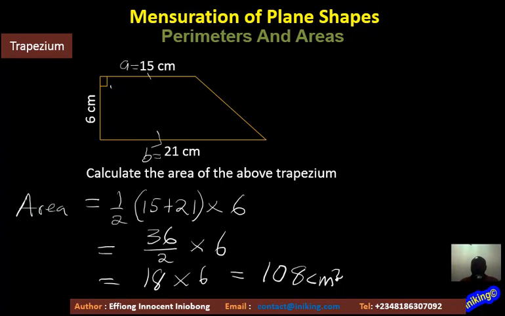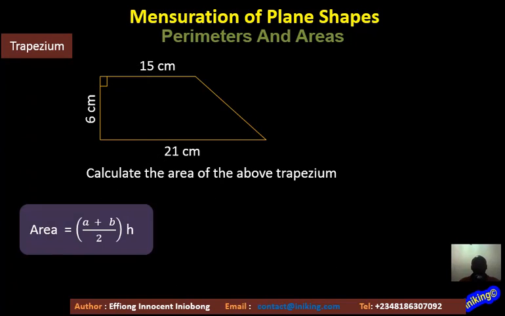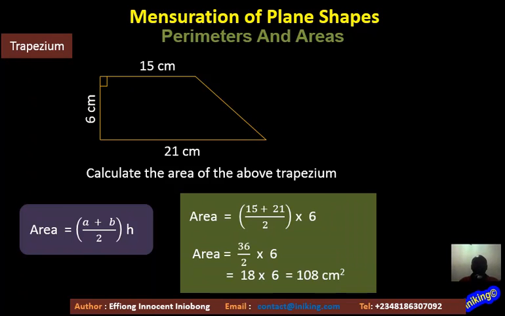Take note that I simply went straight that 6 is my what? The height, because it is indicated there that that line is perpendicular to the parallel sides. Well, that's it there on the neater form, what we've just solved. So that's it, 108 centimeters square.